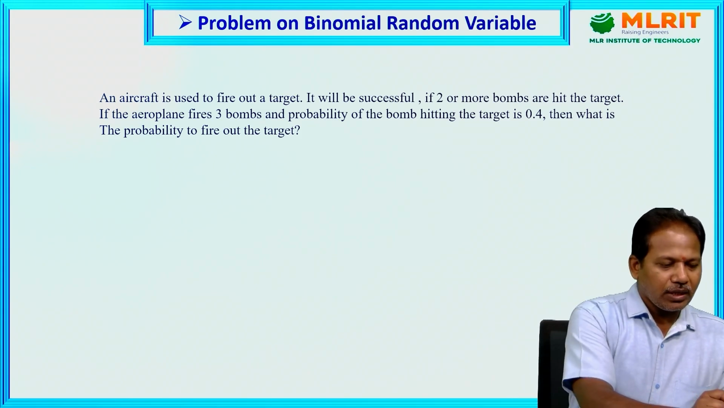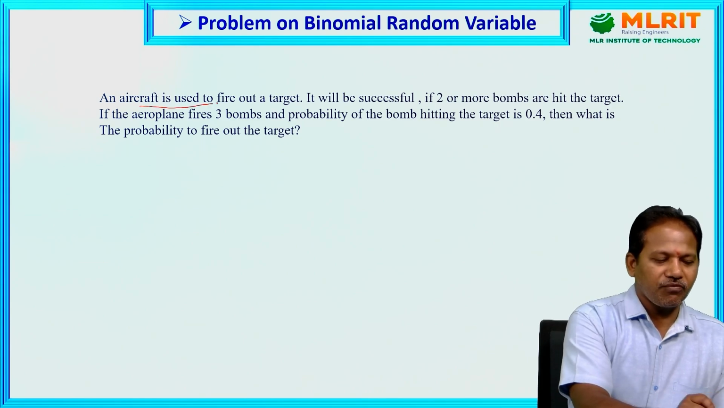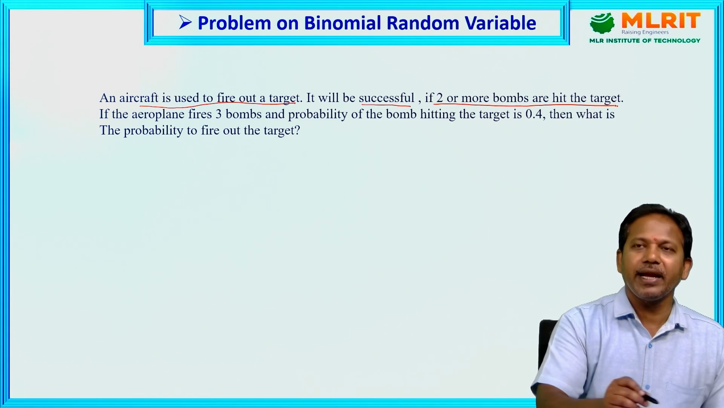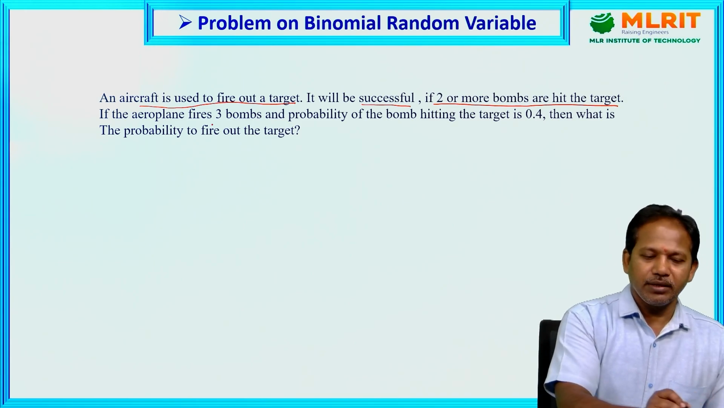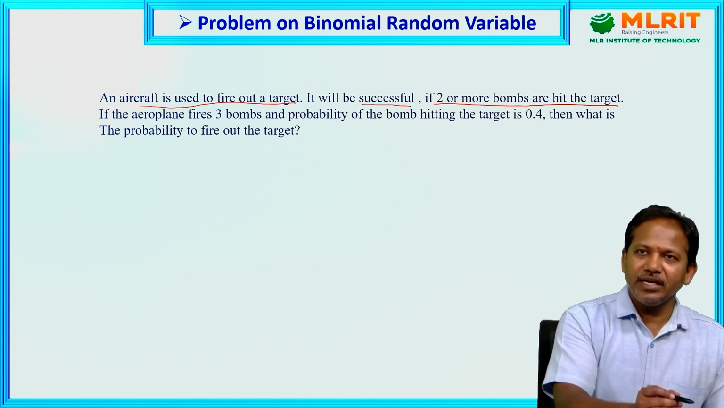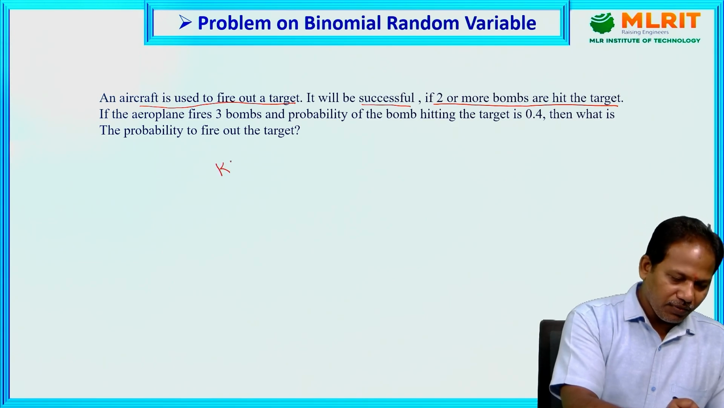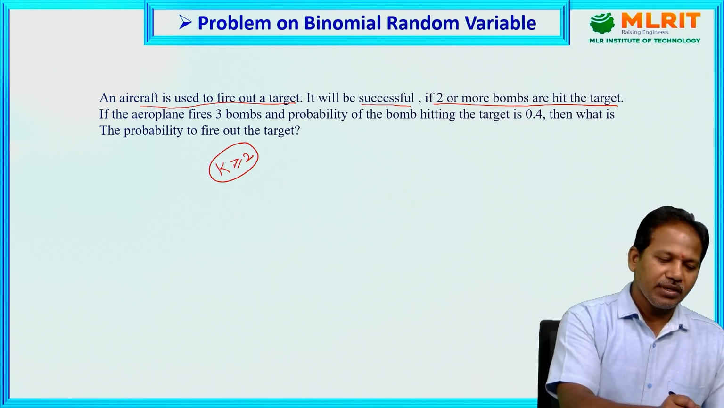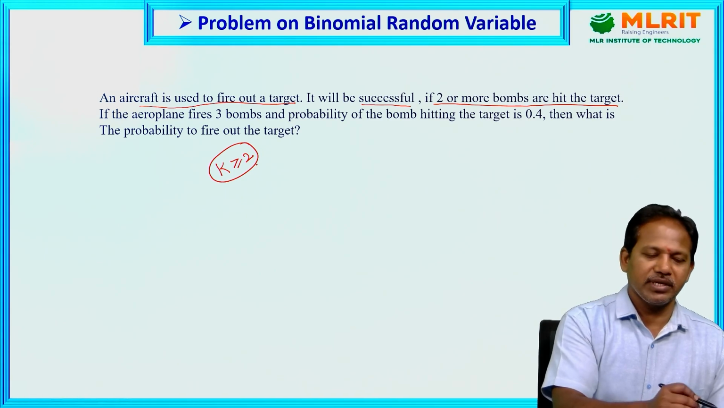See here, an aircraft is used to fire at a target. It will be successful if 2 or more bombs hit the target. The aircraft is hitting the target, and it will be successful when 2 or more bombs hit the target. For example, I want to find K greater than or equal to 2. Hitting the target will be taken as either 2 or more than 2 bombs hitting the target, that is K greater than or equal to 2.